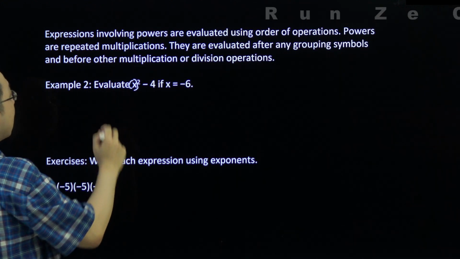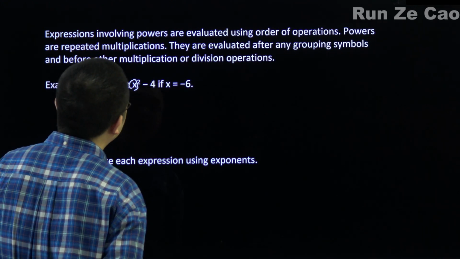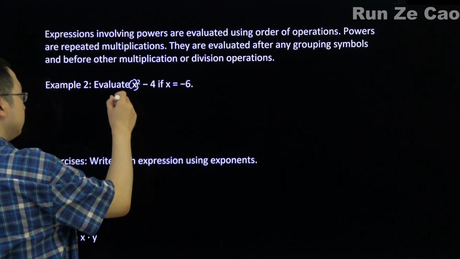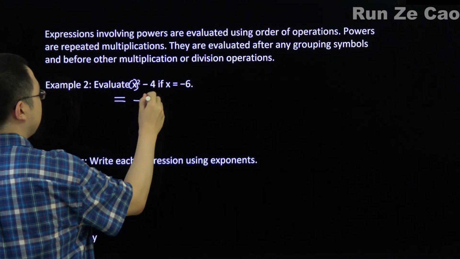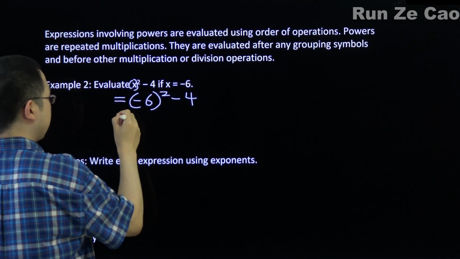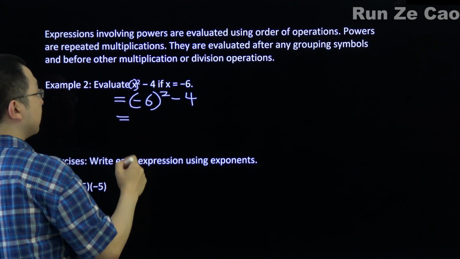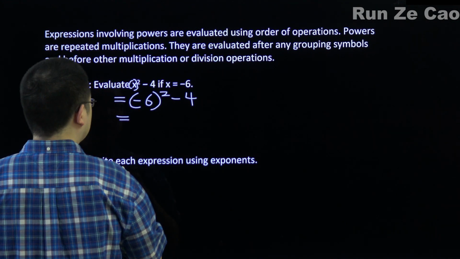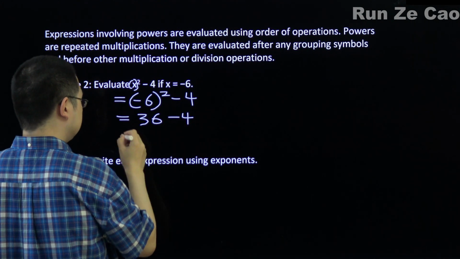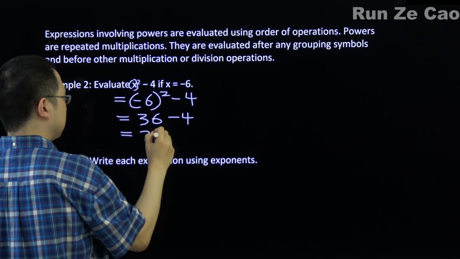So, evaluate x squared minus 4 if x is equal to negative 6. Well, that's equal to negative 6 squared, so we just substitute right in, and then we simplify. Negative 6 squared is, negative signs cancel out, 6 times 6 is 36, minus 4 gives us 32.